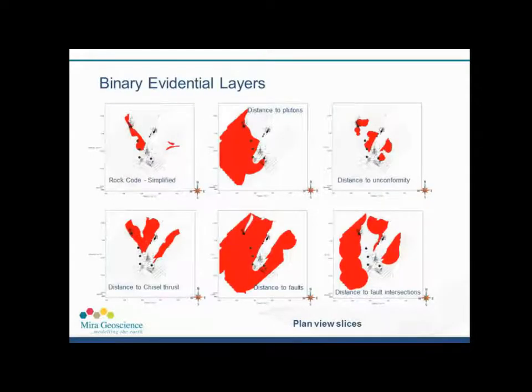So these are the binary evidence layers that I was talking about, and these are plan view slices. And this is actually from the model where we used the ZTEM conductivity. You can see that big bite taken out of the model. So we have rock code. The reds are highlighting those rock types that we thought were relevant with respect to mineralization. And then we have all of these other binary properties which represent, in many cases, some distance away from some feature. And you can get a sense, looking at these, how close of a spatial relationship there was that was determined using weights of evidence analysis.